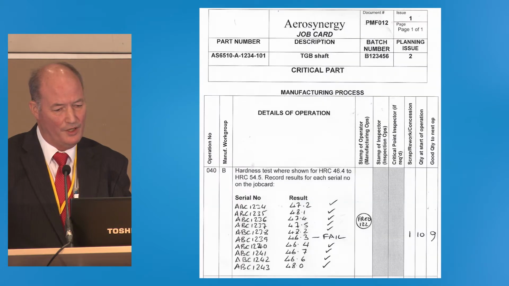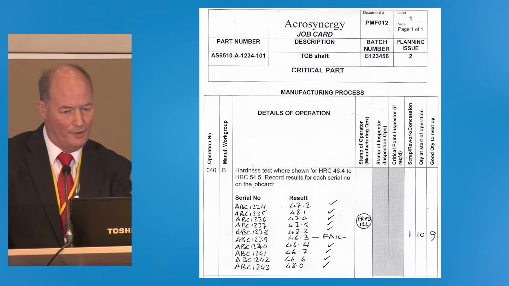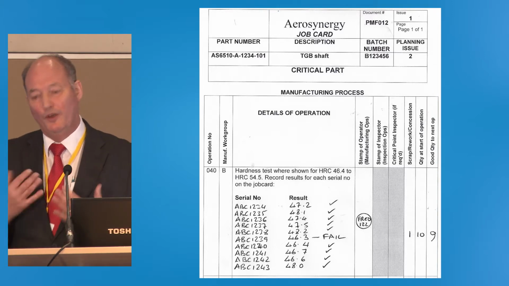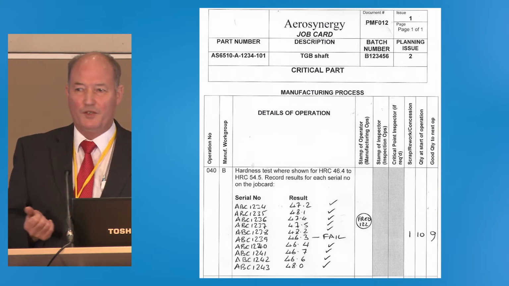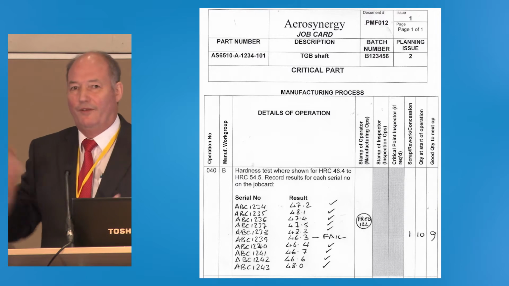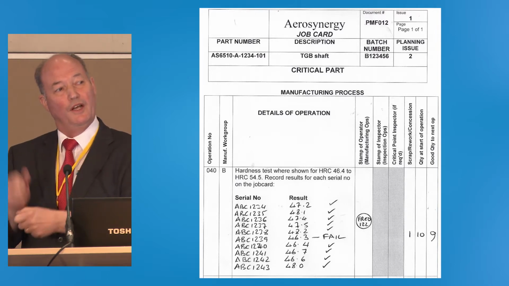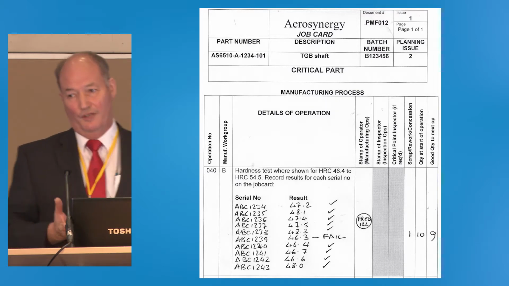I'm just going to show you here an example of a pretend operation, which I just drew up here, where we're doing a hardness check. Now, on a non-critical part, the operator would say hardness check to Rockwell, whatever number, and give a tolerance, and then the operator would do each one, and at the end he would stamp to say that the whole batch was all right. That's not good enough for critical parts.